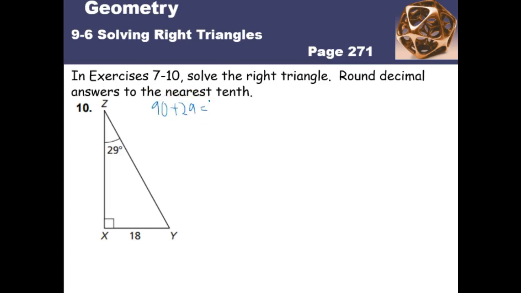So 90 and 29 is 119, and then 180 minus 119 is 61. So this angle is 61. So angle y is 61.